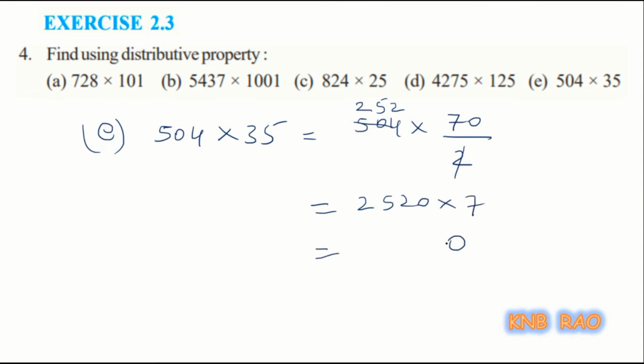So 0 comes as it is, 7 2s 14, 1 7 5 35 plus 1 36, 3 carry, 7 2s are 14 plus 3 17. So it is 17,640. So we can do this much easily. I hope you will do B and C on your own. I am skipping those two.